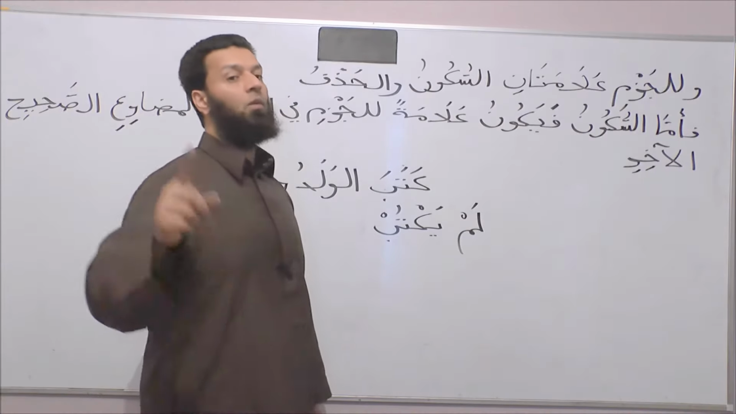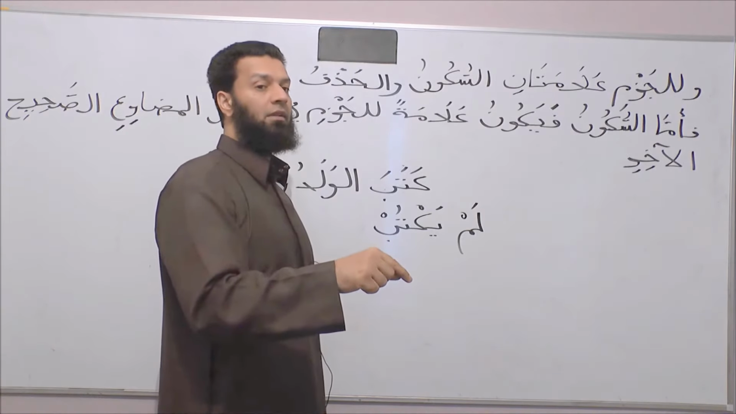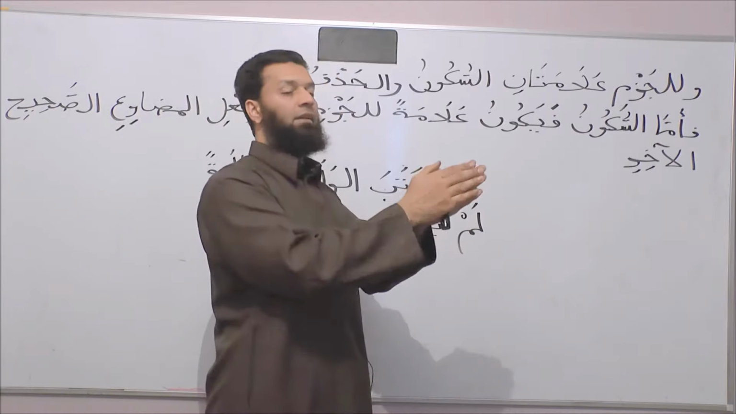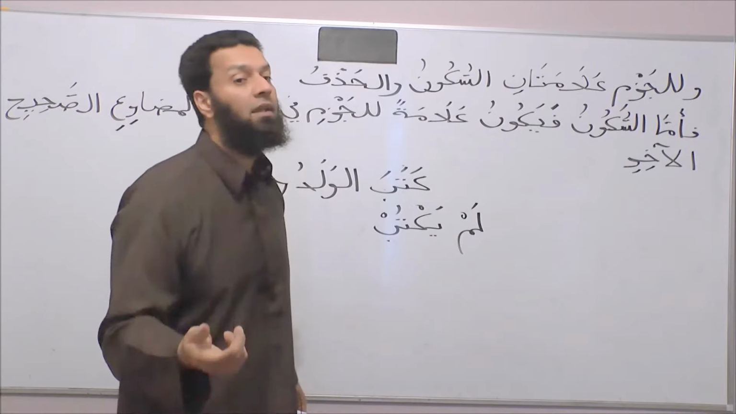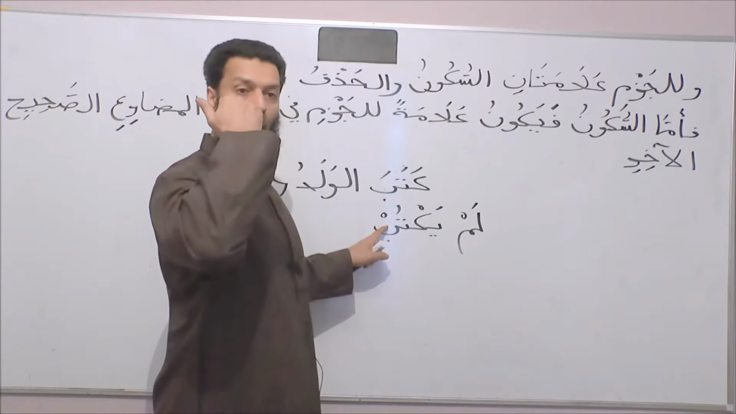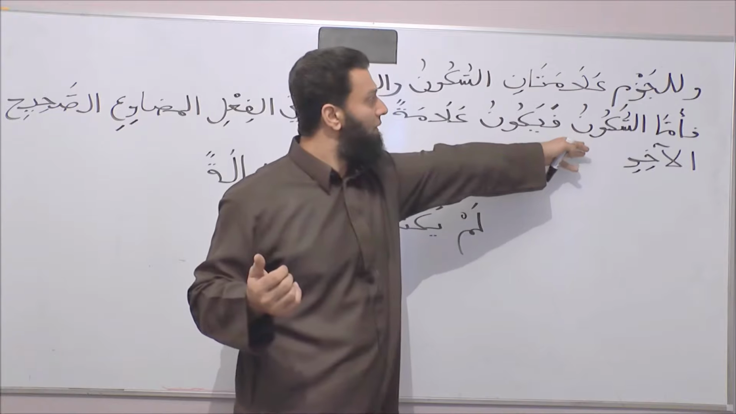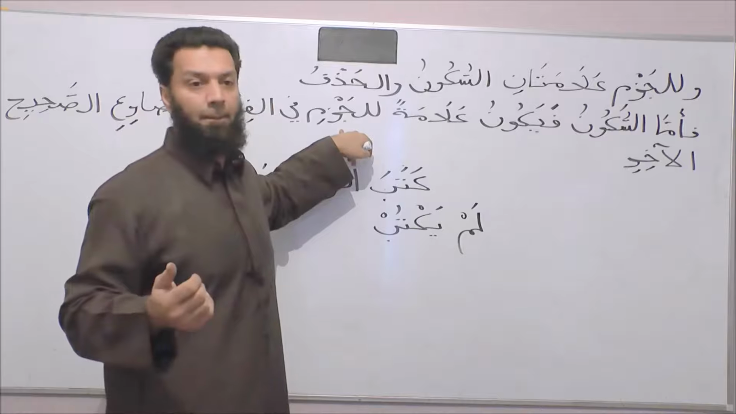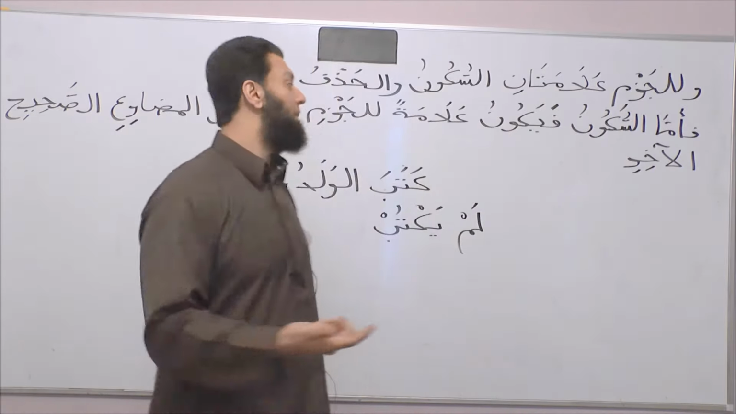وعلامة جزمه. Remember, علامة جزمه means the indicator of it being مجزوم, and then you've got to say what it is: علامة جزمه السكون, which is what it is here. فَأَمَّا السَّكُونُ فَيَكُونُ عَلَامَةً لِلْجَزْمِ. The sukun is an indicator of al-jazm.